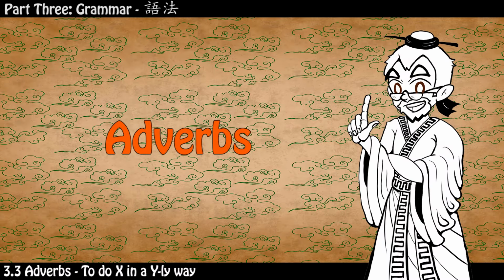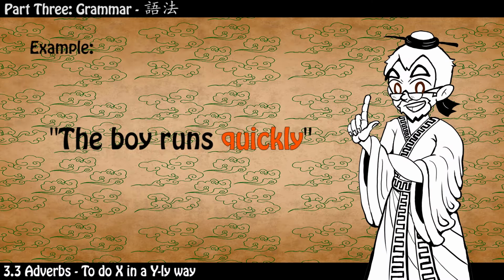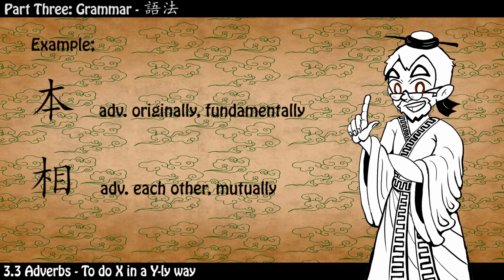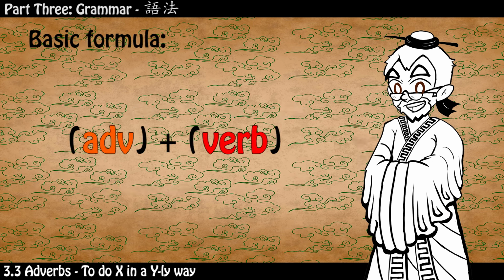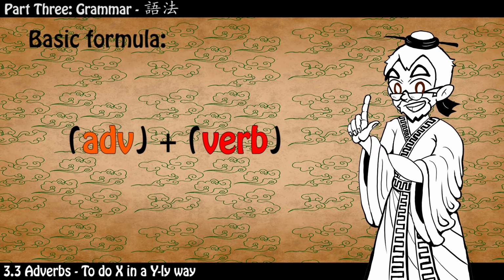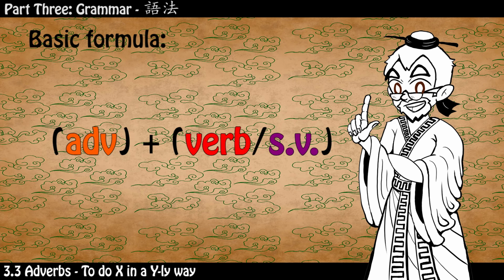Adverbs are words that modify verbs. In English, we might say the boy runs quickly. Here, quickly is an adverb that modifies the verb to run. Today, we've encountered two adverbs, 本 originally and 相 each other. However, while an adverb in English can come either before or after the verb it modifies, the boy can either run quickly or quickly run. In classical Chinese, the adverb must always come before the verb. Remember that adjectives in classical Chinese are also a type of verb, so adverbs can also modify stative verbs.